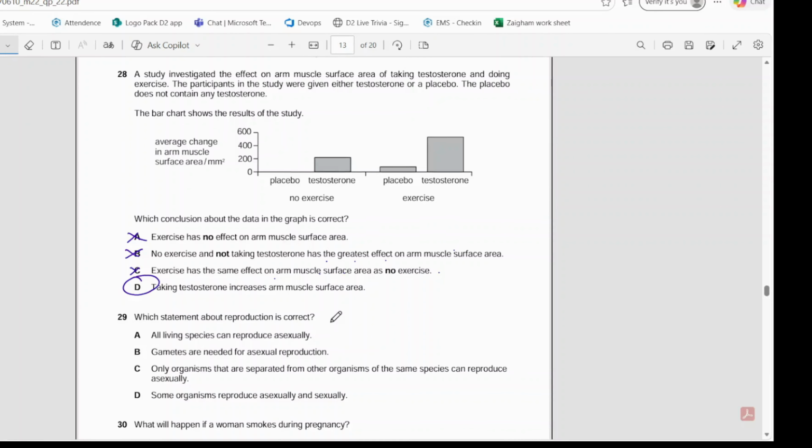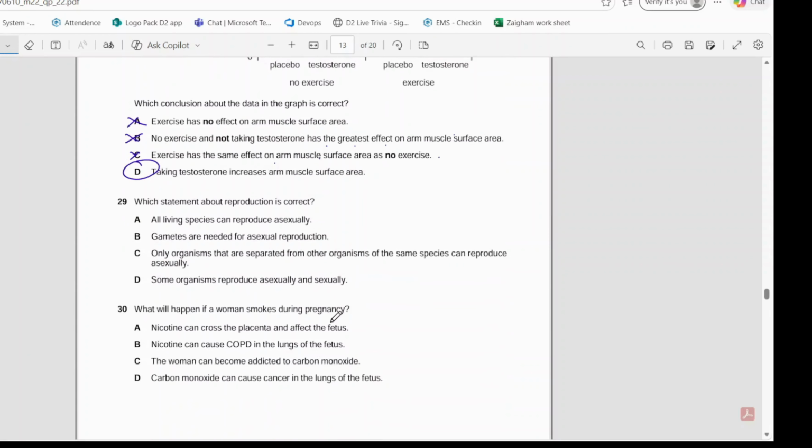Okay, next one. Which statement about reproduction is correct? All living species can reproduce asexually? No, some cannot. Gametes are needed for asexual reproduction? No, that is for sexual reproduction. Only organisms that are separated from other organisms of the same species can reproduce asexually? No. Some organisms reproduce asexually and sexually.